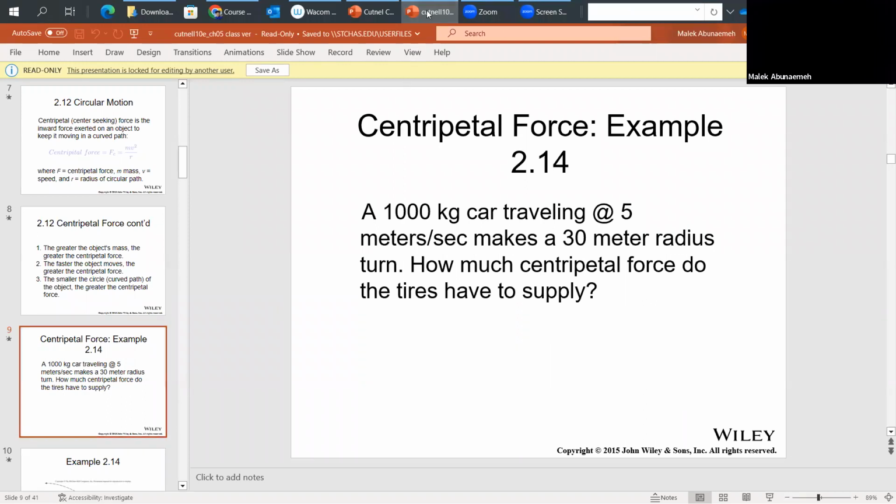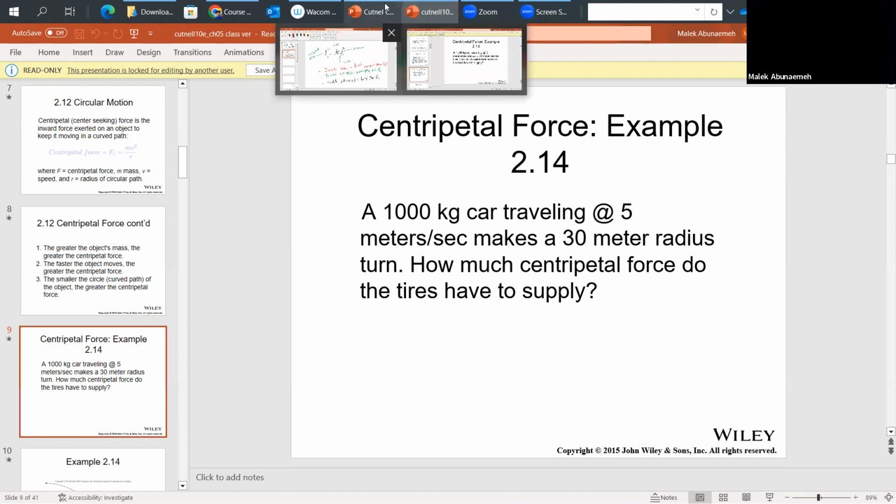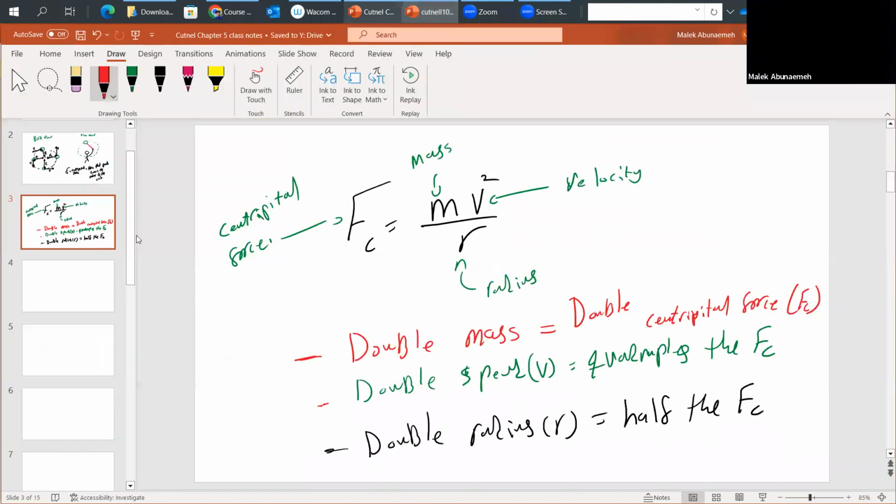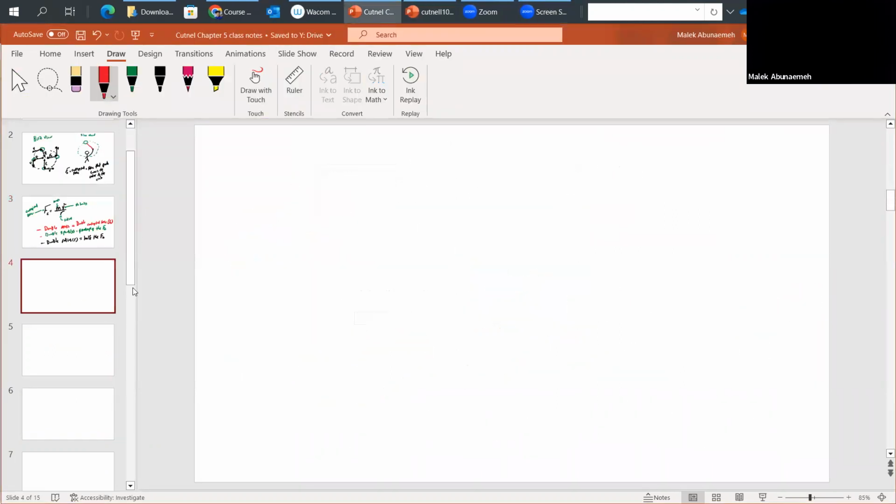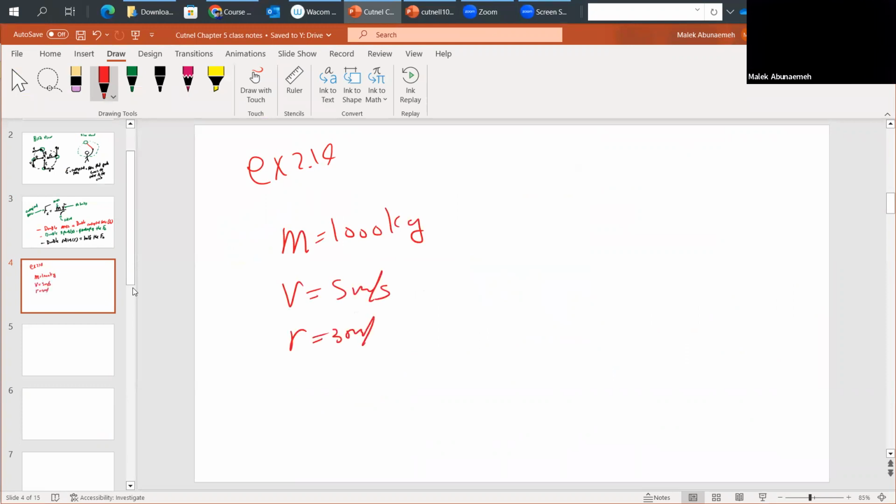So, like in every question, we use my 4 rules. The first one, we write down the information. Maybe example 2.14. So your first piece of information was your mass, which was 1,000 kilograms for your car. Your velocity is 5 meters per second. Your radius is 30 meters. I don't know why I'm stuck on meters per second. And you're looking for your FC, your centripetal force.